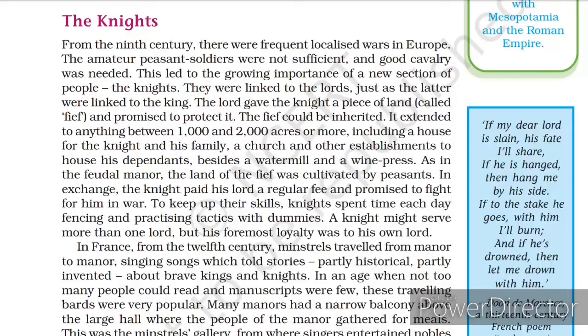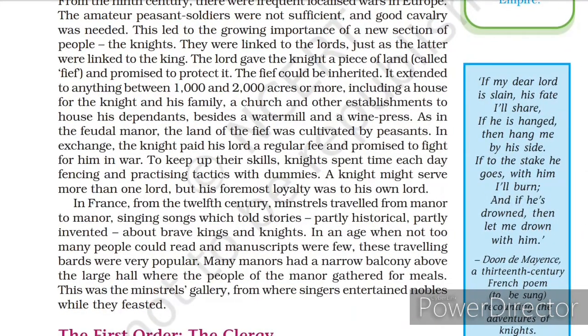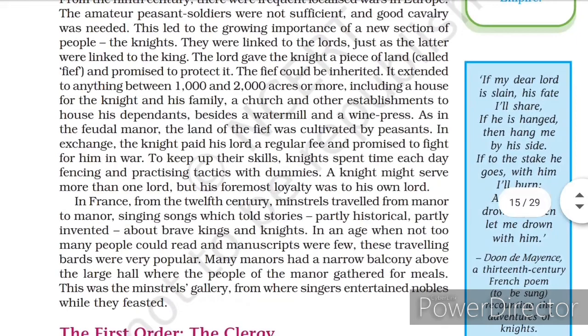It also included a house for the knight. Whenever they are given the land, remember, they get a house, where his family will live. There will be a church, there will be some other establishments, and the houses of the knight's dependents, meaning those who are depending on the knight, will also be nearby. Then a water mill will be there, a wine press will be there. All these things were given to the knights, and this is not given just for the sake of it, because he's working under the king.